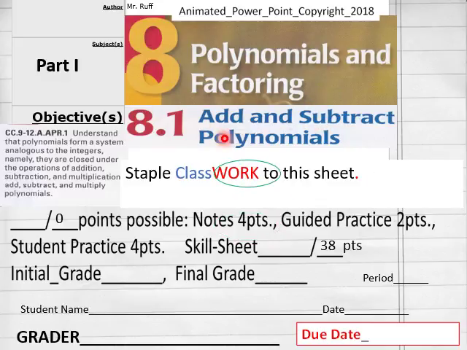8.1 add and subtract polynomials. Here's the standard. Staple your classwork. If you don't have enough room, students, on your sheets, staple your own paper to it. 38 points for the classwork sheet. No note points on this lesson.